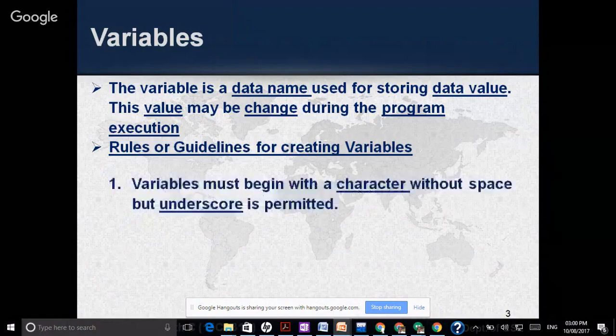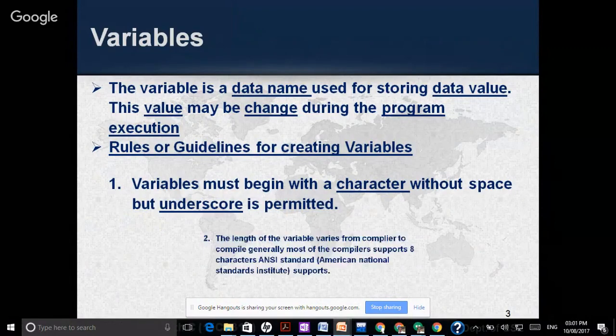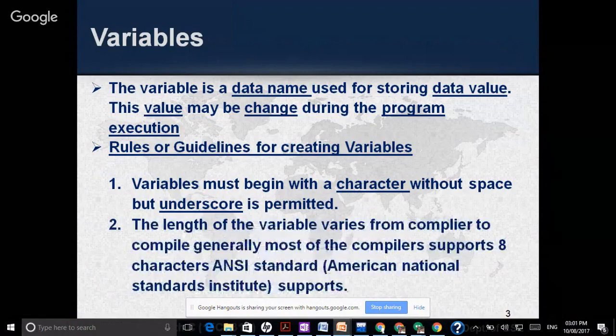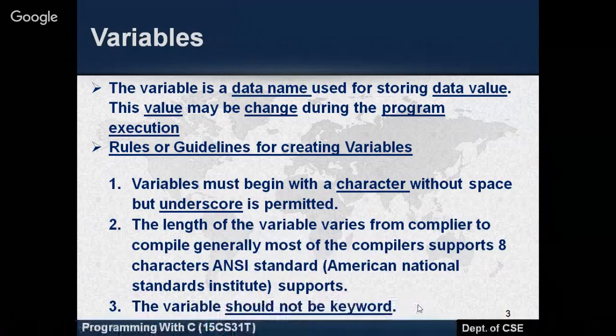If you want to use variables, you need to follow some guidelines while creating them. The variable name must begin with a character. It doesn't support any white space, but a variable can also start with an underscore. The length of the variable depends on the compiler. A variable should not be a keyword. C already has some keywords, and those keywords cannot be used as variables.